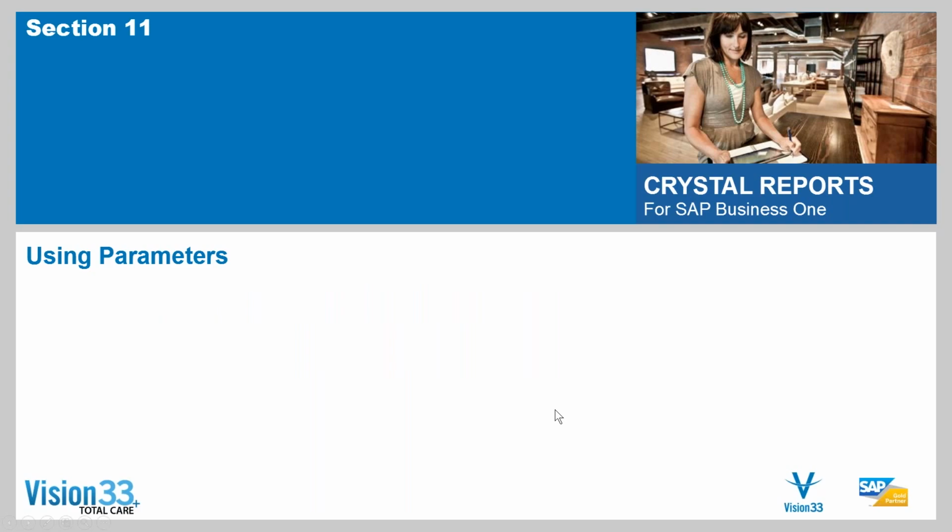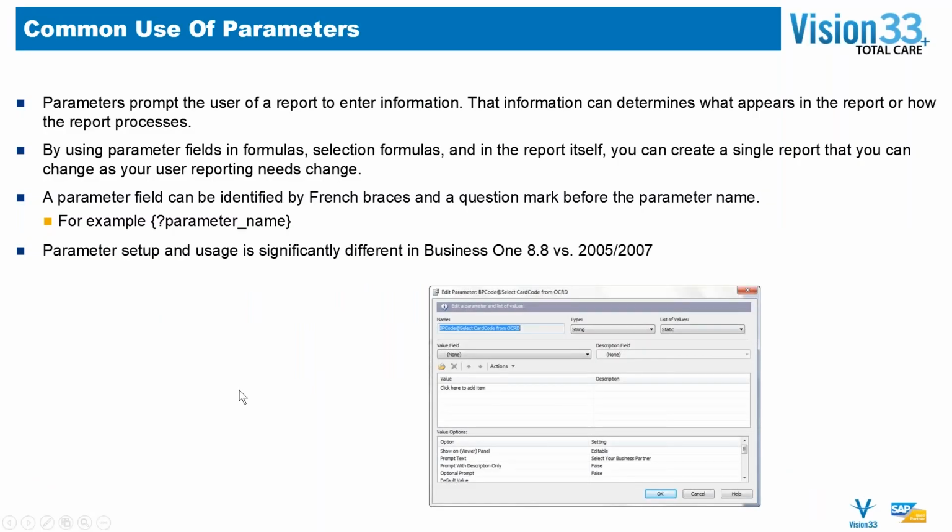So using parameters, what do parameters do? Well, parameters prompt the user of a report to enter information. And now that information can determine what appears in the report. It can even change the way the report processes. By using parameter fields, whether it be in formulas or selection formulas, and even in the report itself, you can create one single report that can change and meet multiple reporting needs for users.